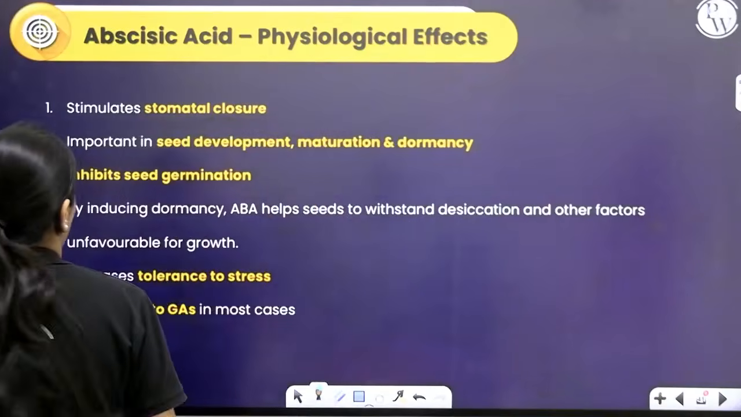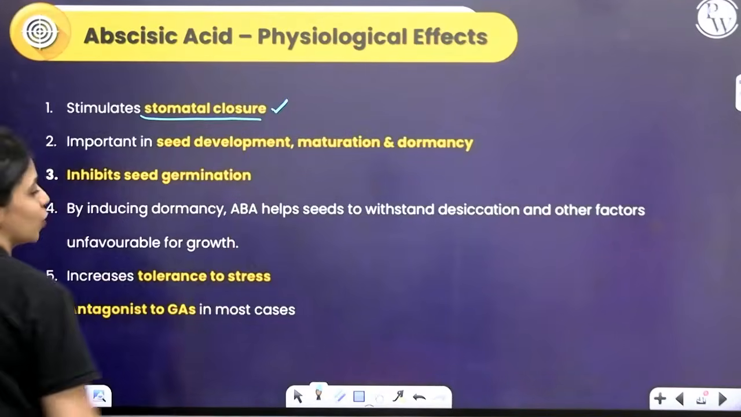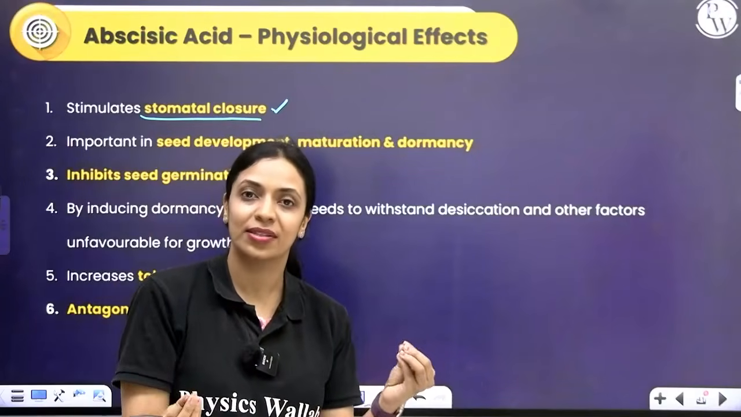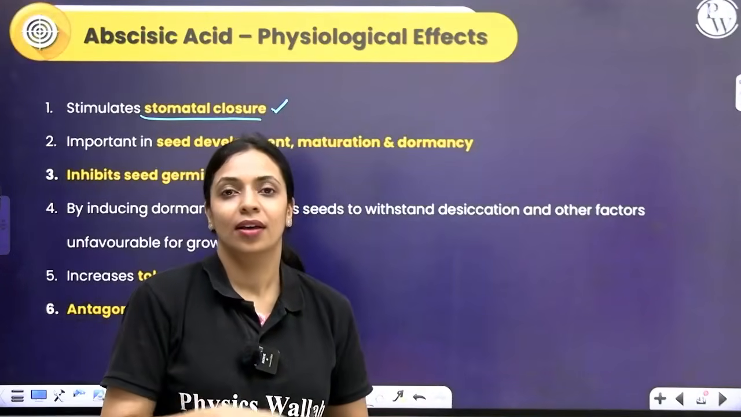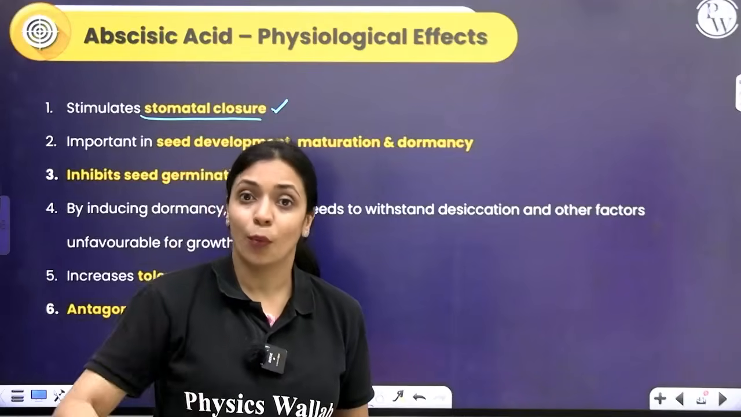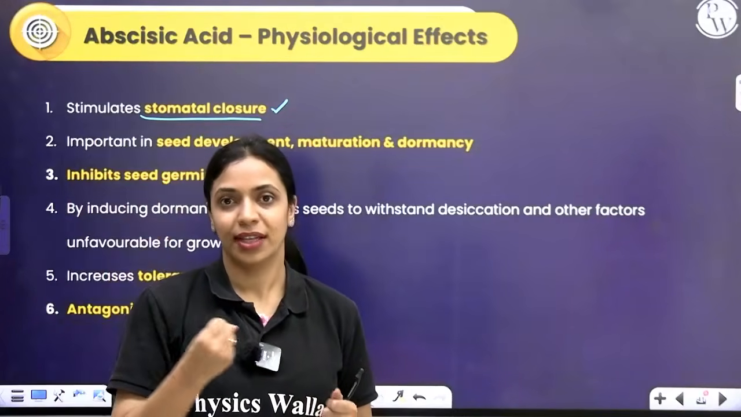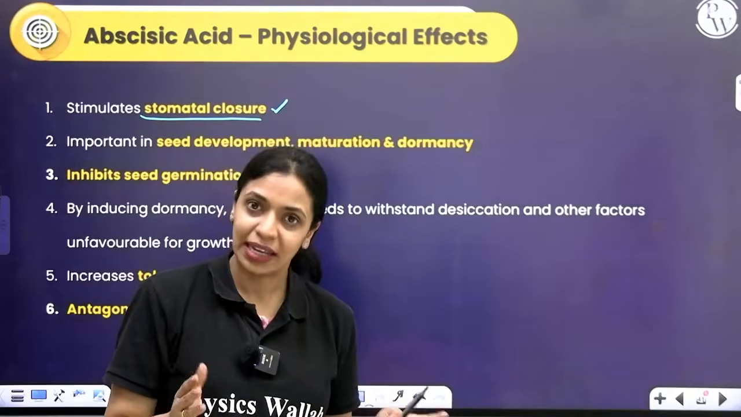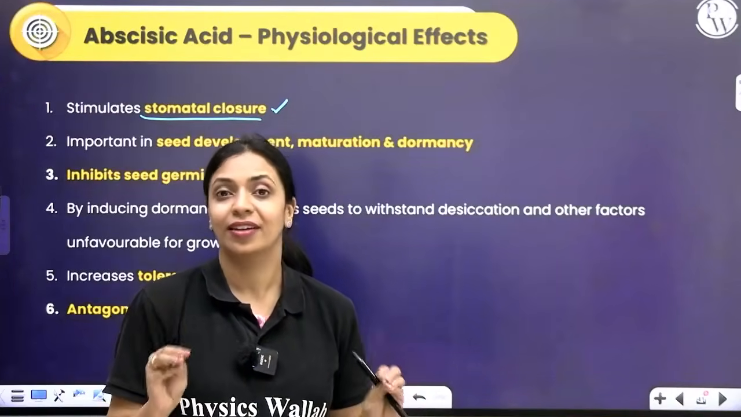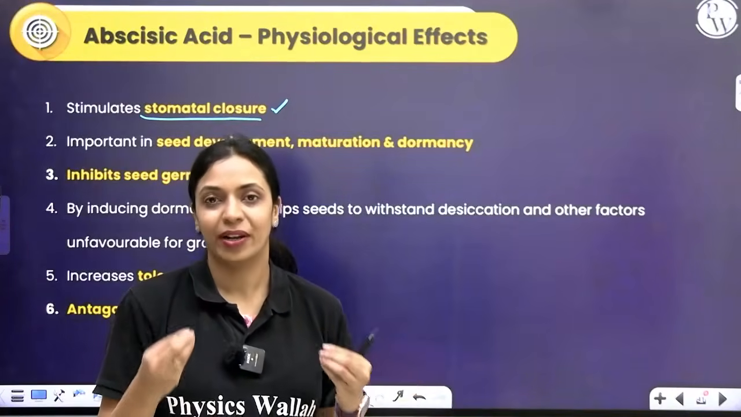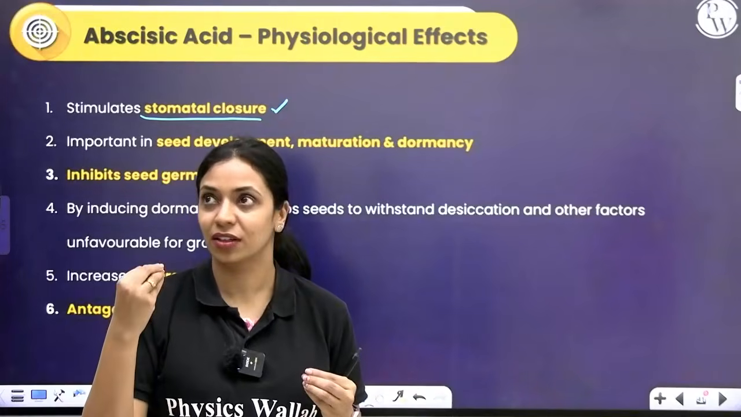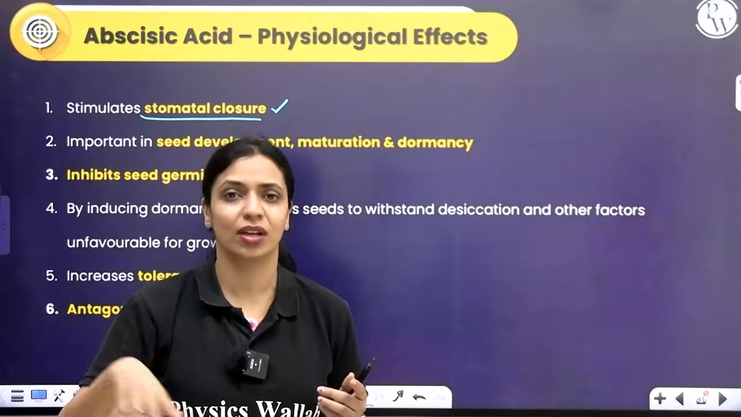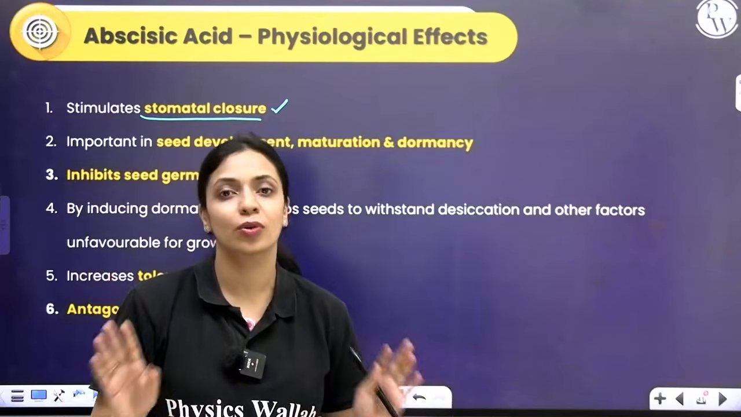Firstly, it will stimulate stomatal closure. Why will it stimulate stomatal closure? It's a bad thing, right? How will the plant get carbon dioxide if the stomata is closed? If the plant is losing more water than it can absorb, then what is the point of keeping stomata open? In such cases only it will close the stomata, not when the conditions are normal. Whenever the temperature is very hot, the atmosphere is very dry, when the plant is losing a lot of water, then it will close the stomata.